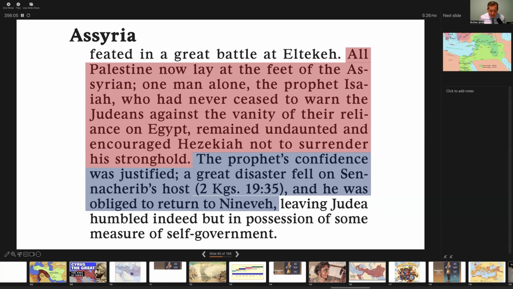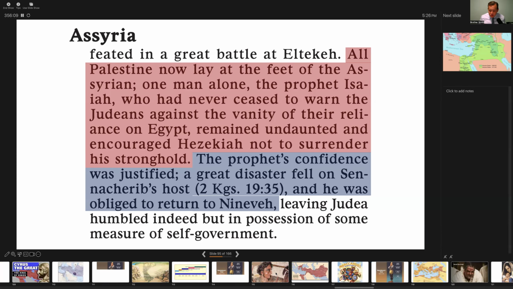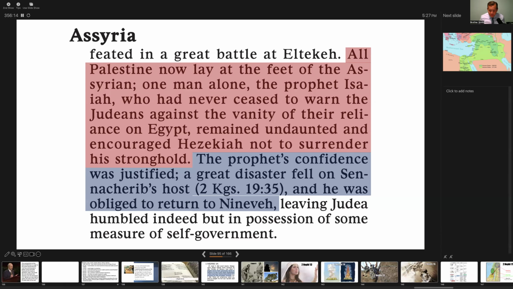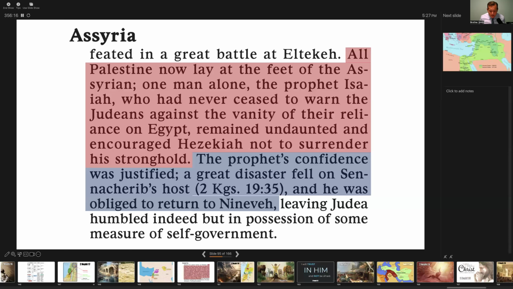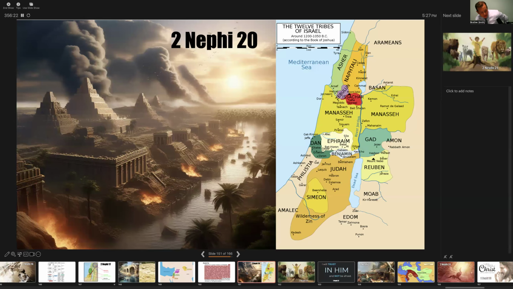So if you know that story, that they attacked Judah but then fell, were defeated, and were sent packing by Judah, this can be helpful. Okay. So let's go to chapter 20, verse 1.